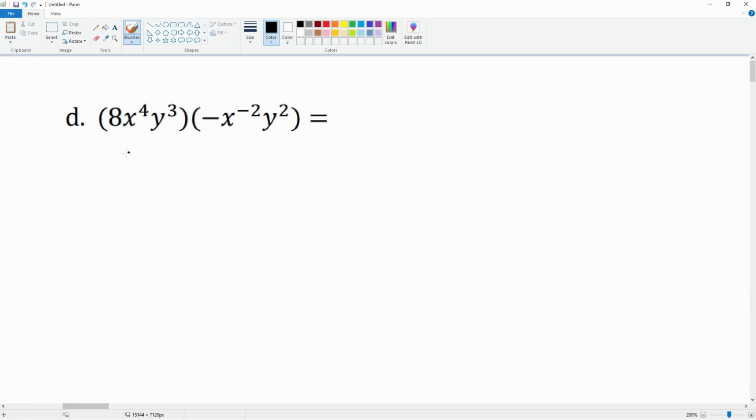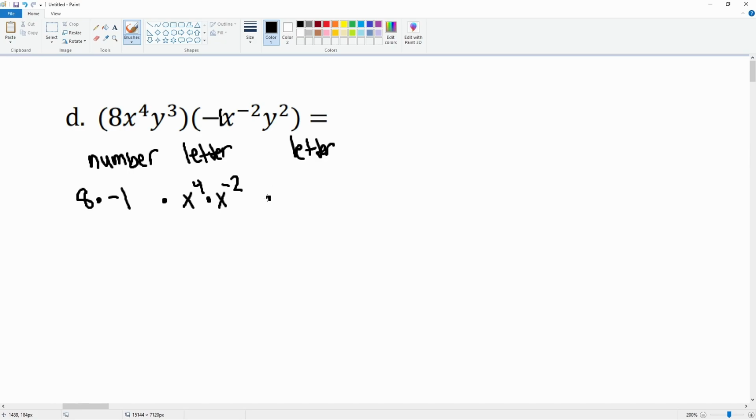Letter D. Same process here. Let's group the numbers together first. We have an 8. There's actually a negative 1 here if you don't notice. So 8 times negative 1. And let's do the first letter here. Times x to the 4th times x to the negative 2. Then we have one more letter here, which is the y, times y to the 3rd times y to the 2nd.